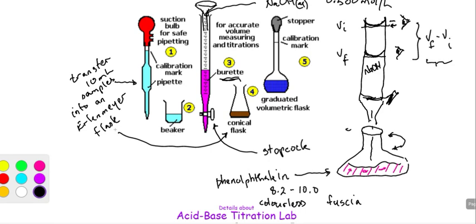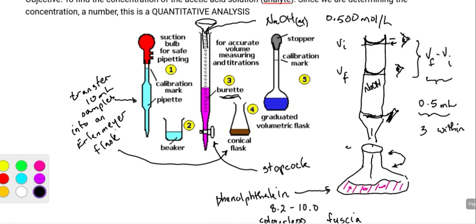Now we want to do at least 3 trials that are within 0.5 milliliters of each other. Okay, so we want to have 3 trials within about 0.5 milliliters. And that way we know that we're consistent, we're getting hopefully reliable results. As long as the consistency is there within 0.5, we can average those 3 and use that to determine the concentration of the acetic acid.